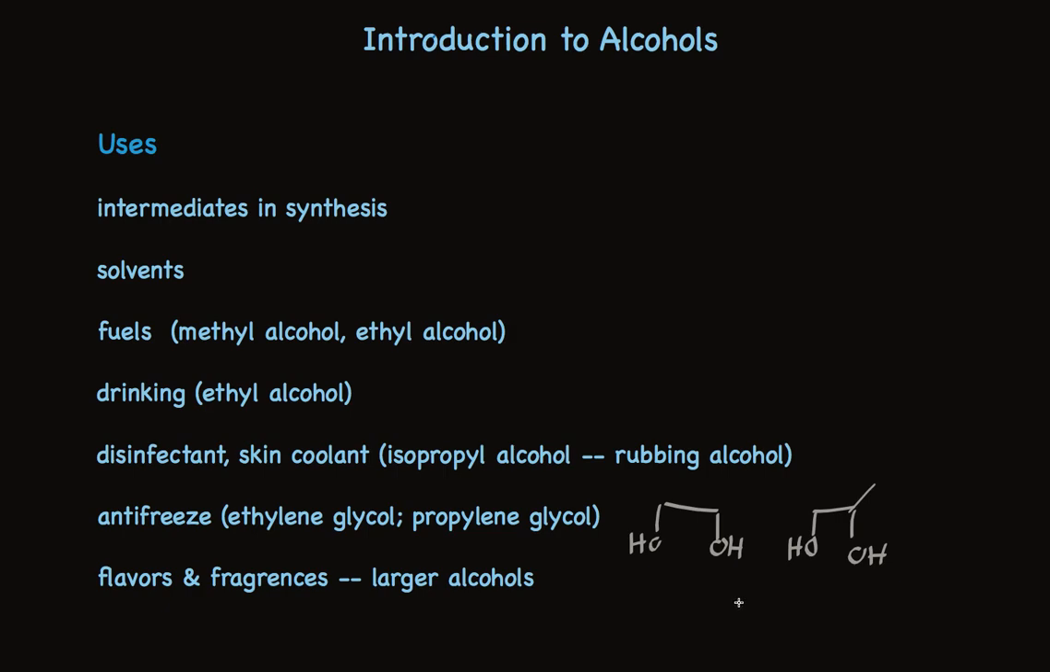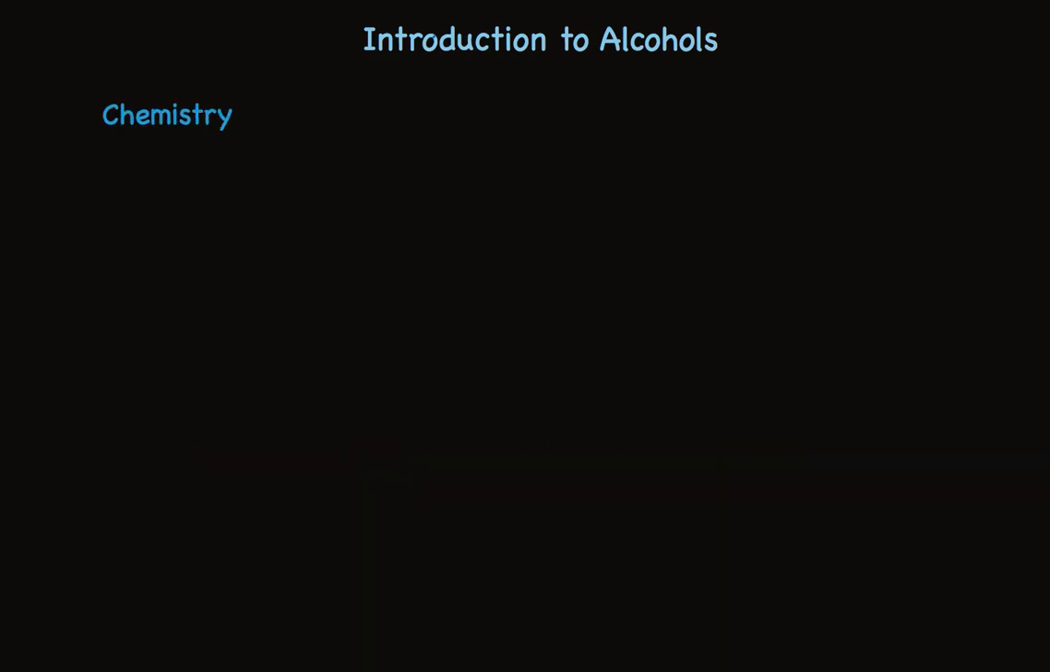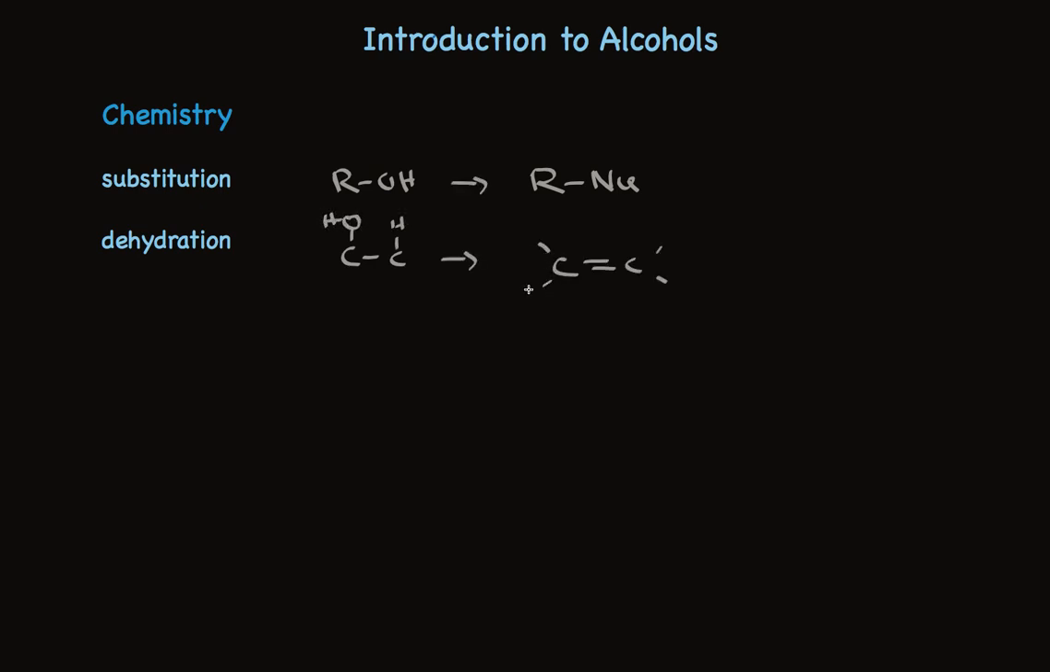And finally, it's interesting that several larger alcohols are used in flavors and fragrances. Geraniol, for instance, you could guess that comes from geraniums. Geraniol is used in a wide variety of perfumes. Let me just list the kinds of reactions we see for alcohols, and you'll see there's quite a variety. Substitution chemistry is really common, where the OH of an alcohol is replaced by a nucleophile. Dehydration is a classic reaction. Water is lost from adjacent carbons to make alkenes.